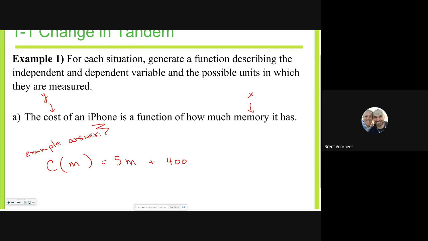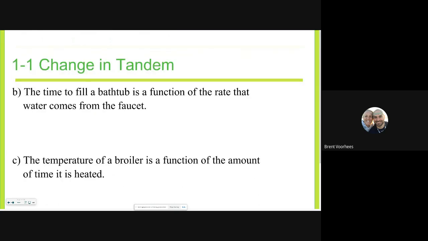Okay, let's try B and C here. The time to fill a bathtub is a function of the rate of water that comes from the faucet. Okay, what is the independent? What is the dependent? So the time to fill it depends on the rate of the water, or does the rate of the water depend on the time? So if you have your faucet open full blast, does it fill up fast or slow? Fast. If the faucet's barely open, it fills up slow. The rate determines how much time it takes. So the time would be the independent or dependent?